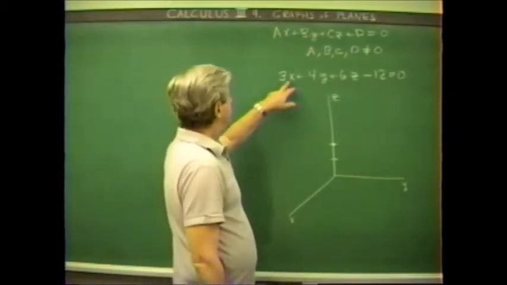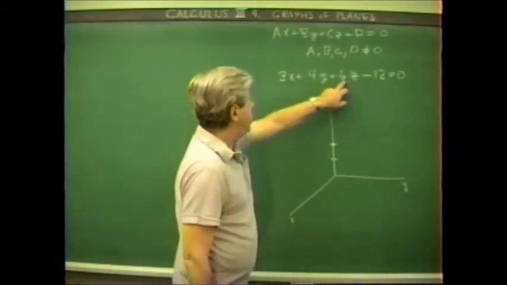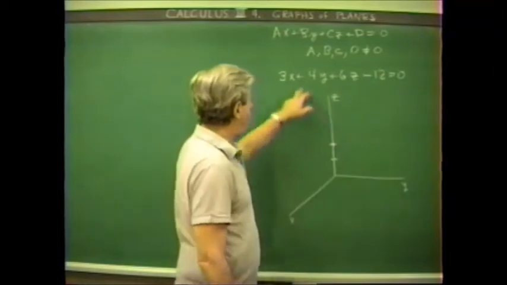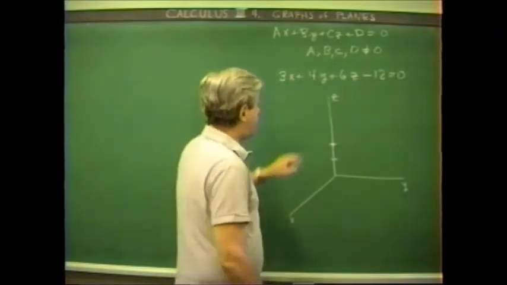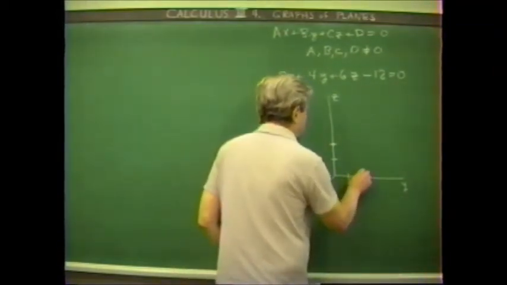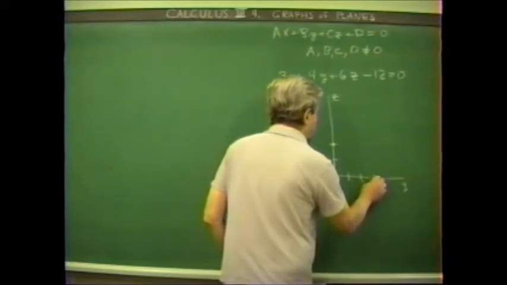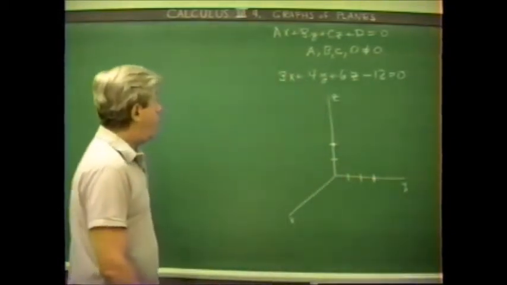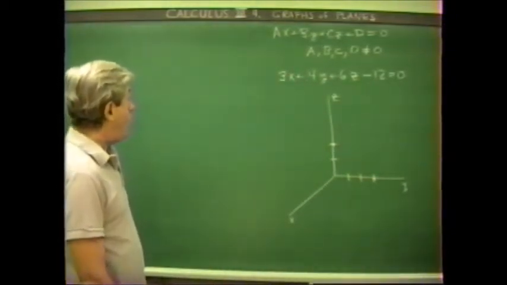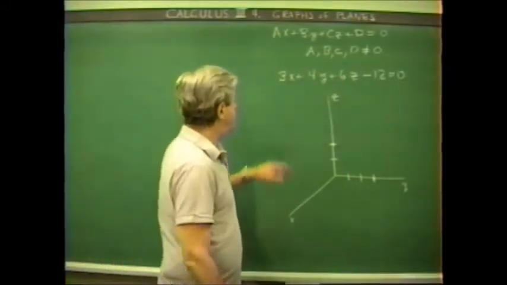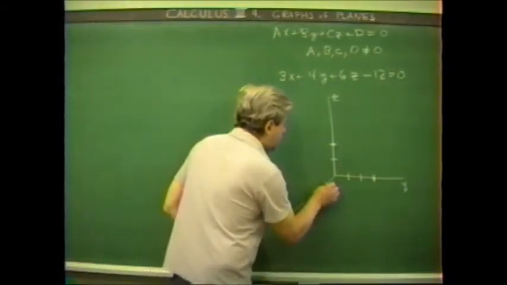When x and z are equal to 0, that's to say along the y-axis, y is equal to 3. So here's a point on the plane. And finally, when y and z are equal to 0, x is equal to 4. So this is a point on the plane.